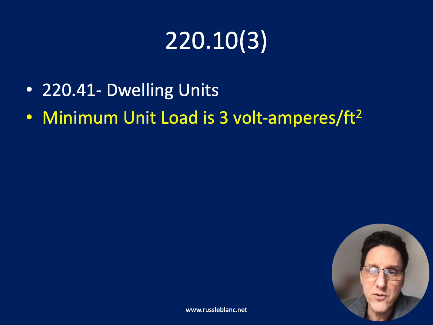And if we take a look at 220.41, let me scroll there. Again, that 220.41 is actually in part 3. But that's what we're going to use to calculate branch circuit lighting loads. 220.41, dwelling unit minimum unit load. And it says you're going to use 3 volt amps per square foot minimum to calculate the branch circuit lighting load in a dwelling.